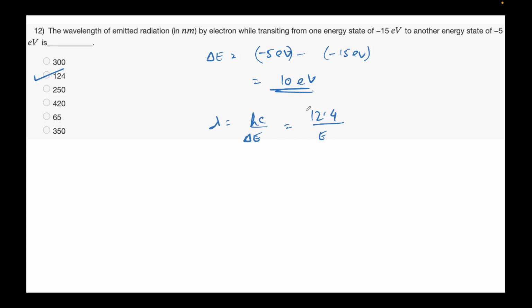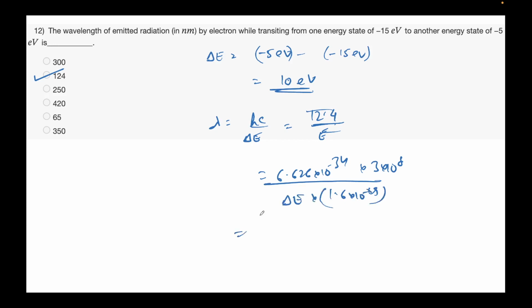I can just tell the formula, in fact, and derive that. It's not difficult. 6.626 times 10 to the power minus 34 into 3 times 10 to the power 8, divided by 1.6 times 10 to the power minus 19. This is the delta E, the energy that we are applying. Now we just have to solve this. The numerator will be 20 divided by 1.6, that comes out to be 12.4, and this comes out to be minus 26 times 10 to the power minus 7 over delta E.